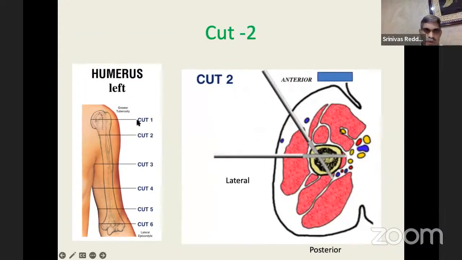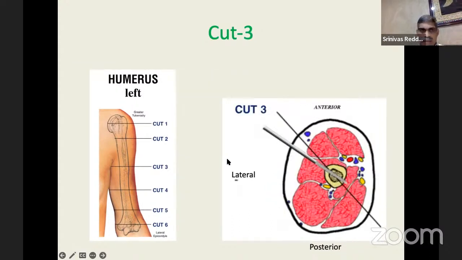And this is cut 2 at this level. This is cut 2, and these are the axial sections. And here again, this is the deltoid, and the pin is passed transversely, and this one anterolateral to posterolateral aspect. And this is cut 3 at this level, the mid shaft level.